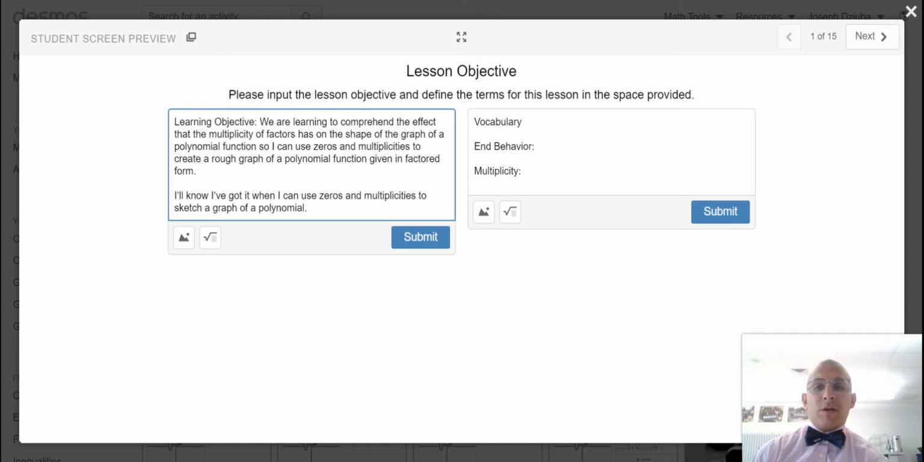Today we're going to be talking about this new term known as the multiplicity of a factor and its subsequent effect on the shape of a graph, so that we can use zeros and multiplicities to create a rough graph of a polynomial function given in factored form. I'll know I've got it when I can use zeros and multiplicities to sketch a graph of a polynomial.